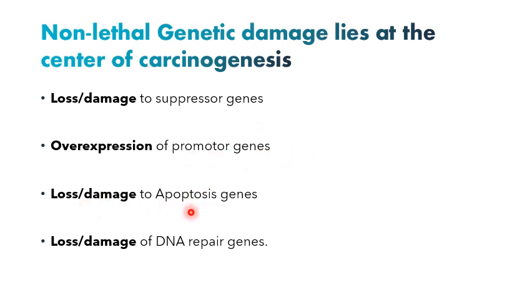Sometimes it is loss or damage of apoptosis genes, so the cell will not go for the apoptosis stage, and the damage will still be present. Sometimes it is a loss or damage of DNA repair genes, where if you have any error in the DNA, it should go for some sort of repair, but because of the cancer, you will not have the ability to repair the error in the DNA. So all of these can be reasons to cause the cancer.